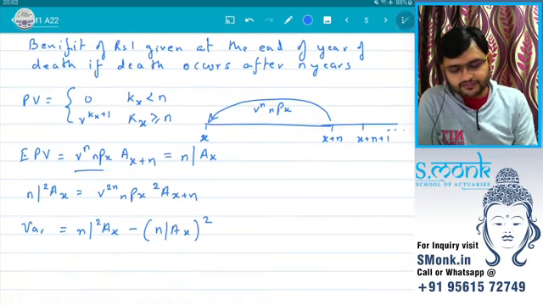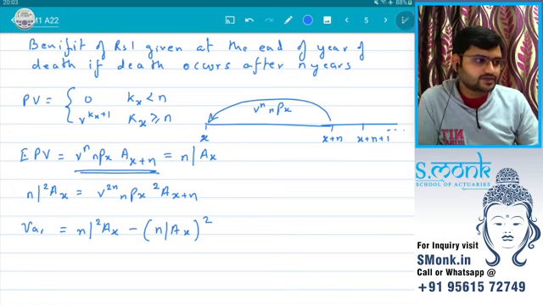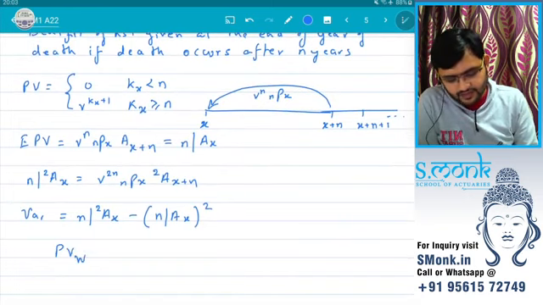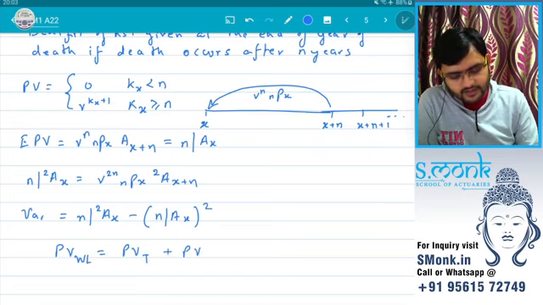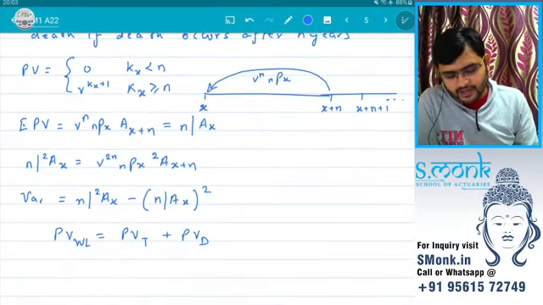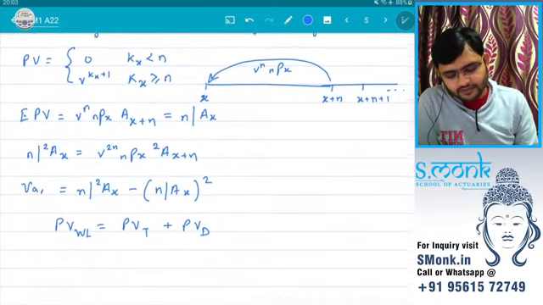So if we see, we use this to find a term assurance. So we can actually say our present value of whole life, I'll say WL whole life, was nothing but present value of term plus present value of deferred. So that is how we got our expected present value of term formula.